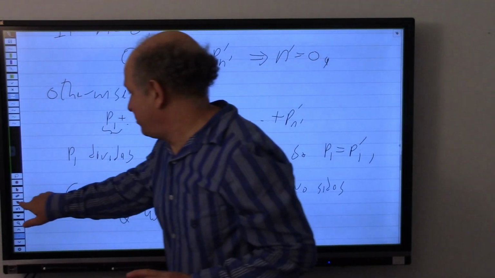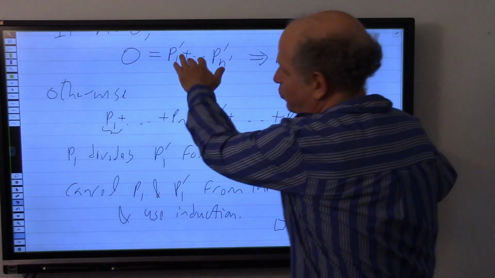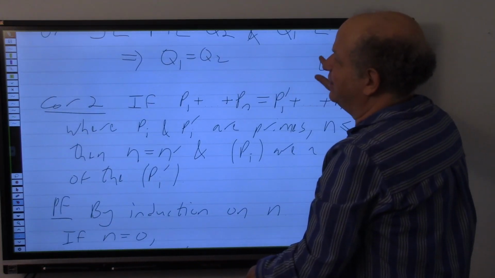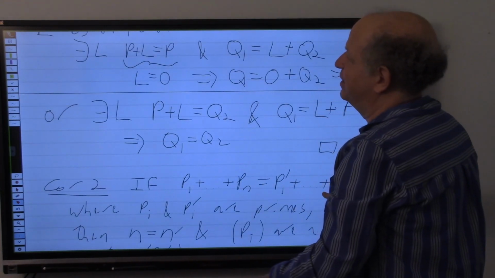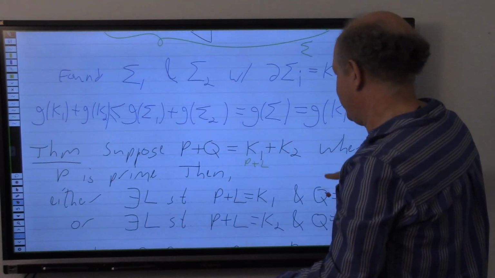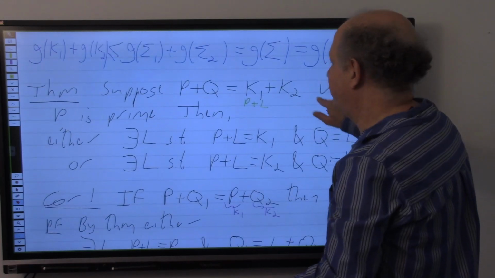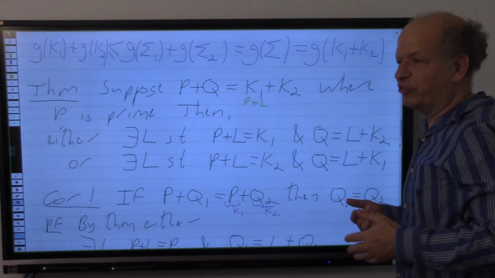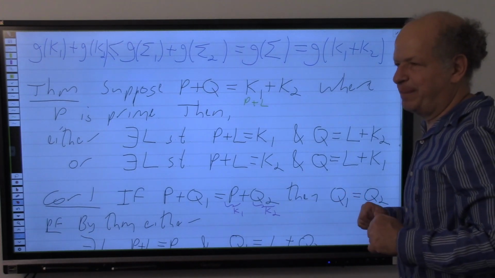So the bottom line is not that we're done, but that this theorem is very, very useful, and we'd better figure it out. We'd better prove it. Okay?